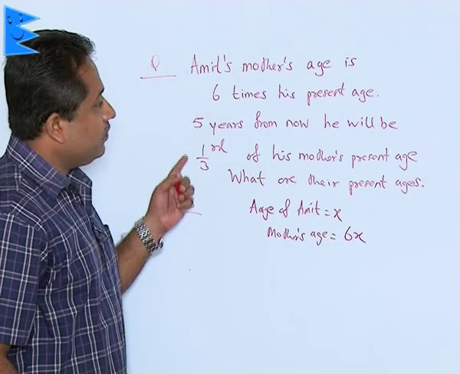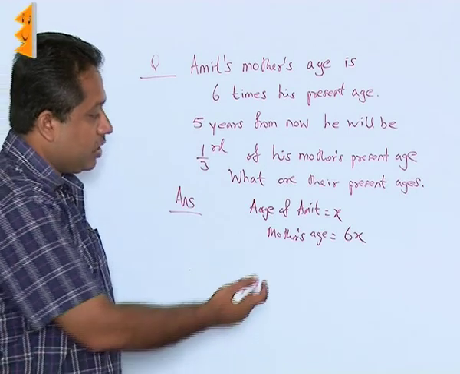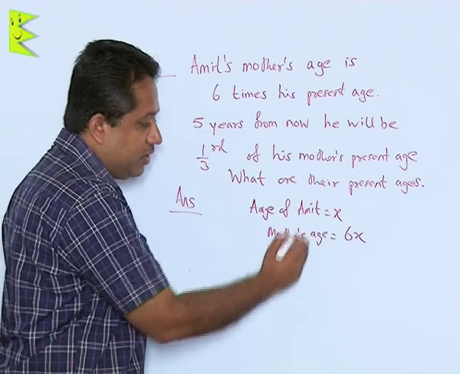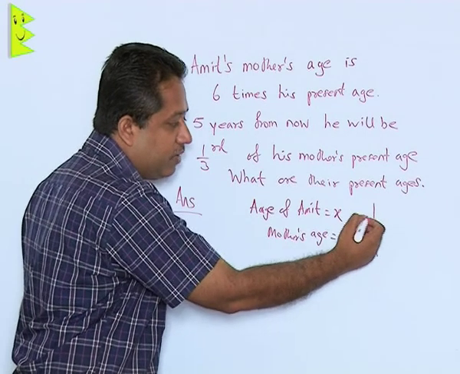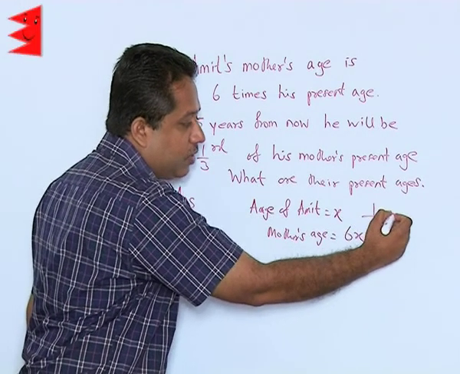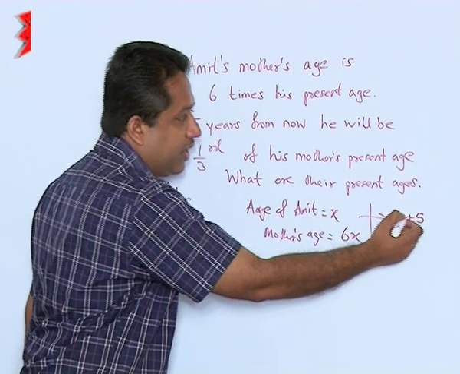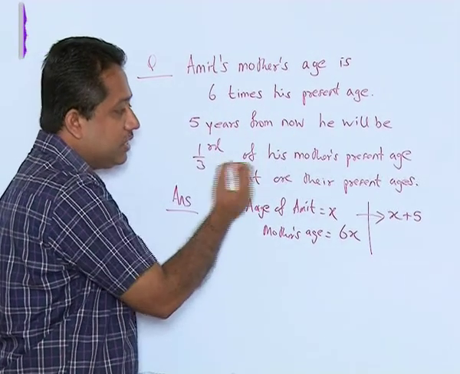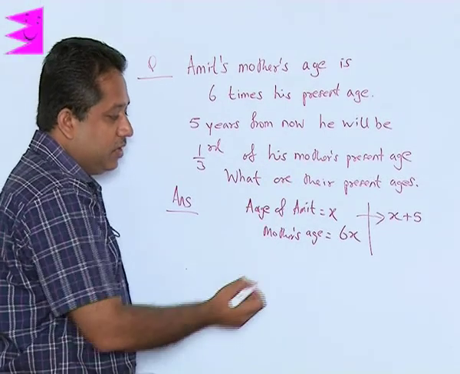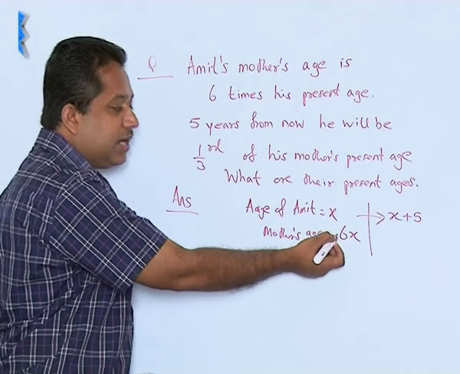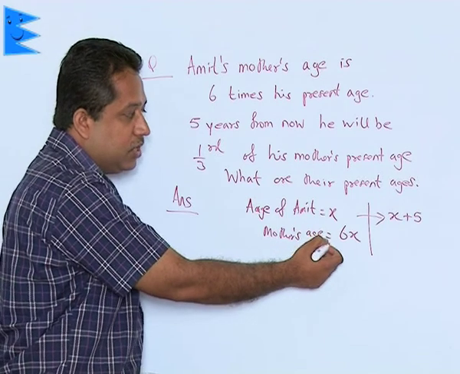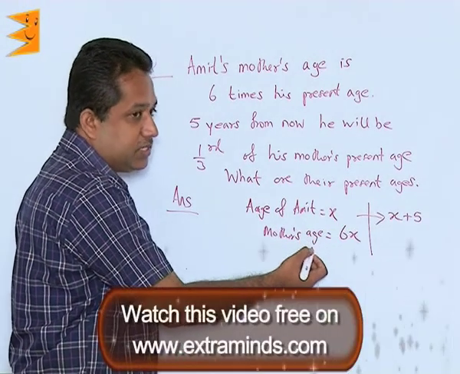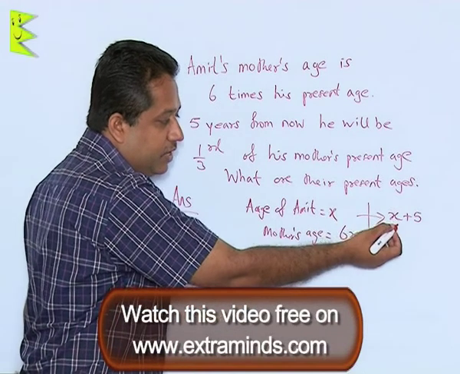Now, 5 years from now means he is talking about the future. After 5 years, the age of Amit will have to add 5 to this. So, age of Amit will be x plus 5. As per the question, 5 years from now, he will be 1/3 his mother's present age. Please remember, in this question, do not add 5 to the mother's age, because he is comparing his future to his mother's present. So, therefore, we will add 5 here.